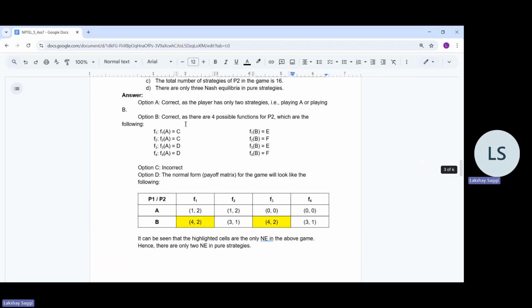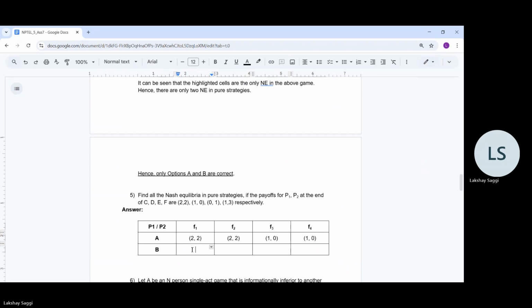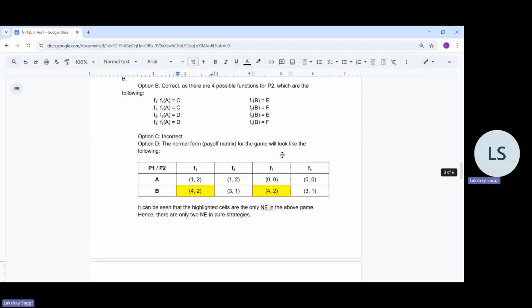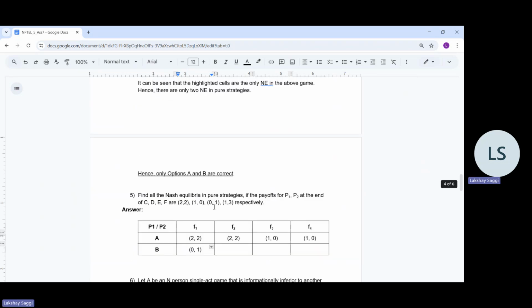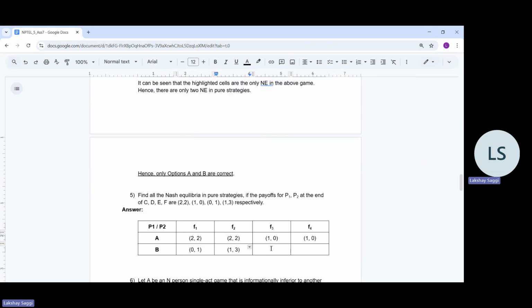And now let's see what F1 of B is. F1 of B is equal to E, and E's payoff is 0 comma 1. And now F2 of B was equal to F, and F's payoff is 1 comma 3. And you can see that F3 of B is also equal to E only, and E's payoff is 0 comma 1, and then the last will be 1 comma 3. So this is the normal form of the game for these updated payoffs.